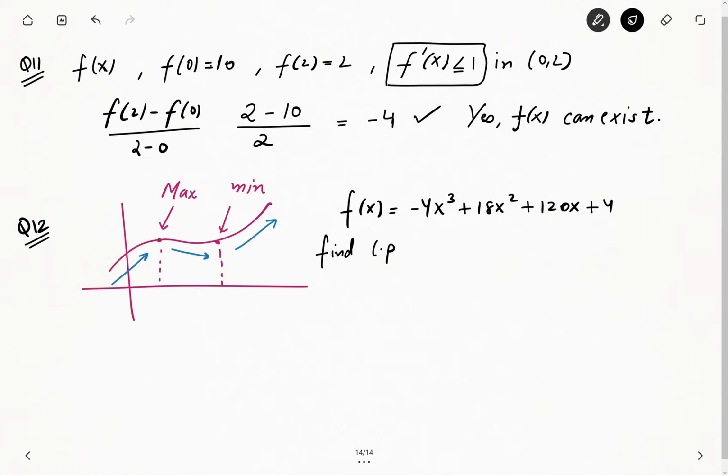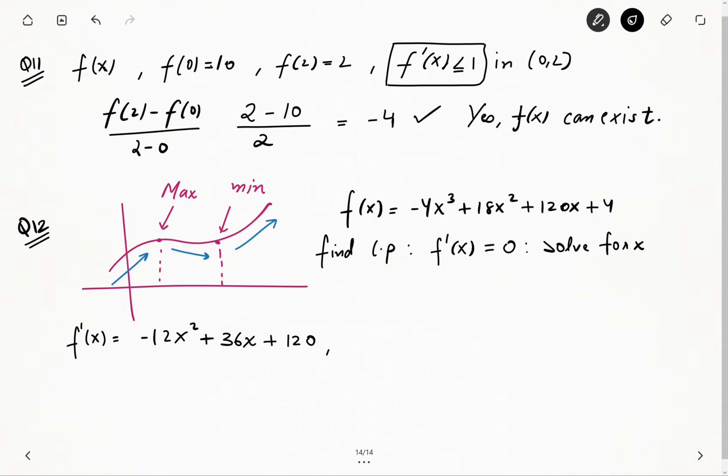Critical points, how do you find them? You take the derivative of that function, equate it to 0, and solve for x. Whatever x values you get are the critical points. So when you take the derivative, you get negative 12x squared plus 36x plus 120. To find the critical points, we need that derivative to be equal to 0.